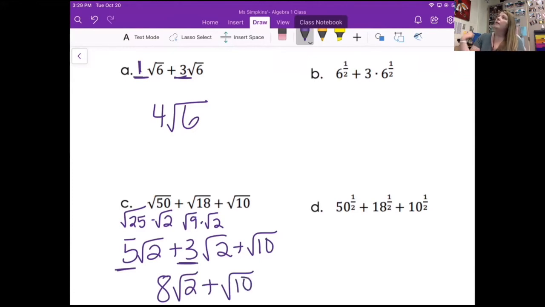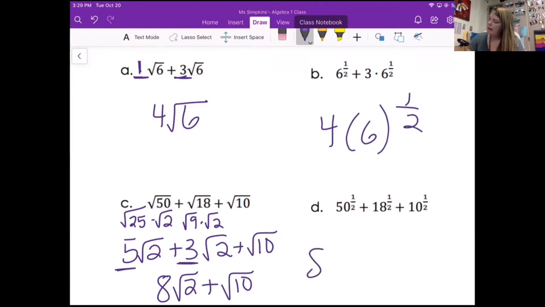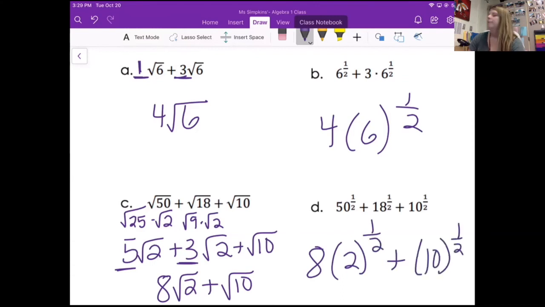Okay, quickly, B and D. B should have been 4 and then 6 to the 1/2. And then D would have been 8 times 2 to the 1/2 plus 10 to the 1/2.